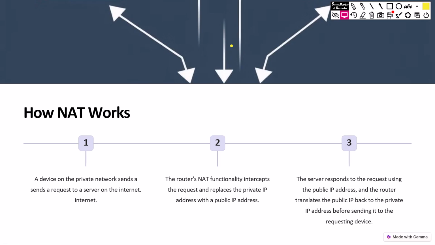Now let's break down how NAT actually works. First, outgoing traffic. When a device in a local network sends a request to the internet, like opening a website, NAT replaces the private address in the packet with the public IP address of your router. It also keeps track of which private IP sent the request. Now, incoming traffic. When the website responds, the router checks its NAT table to see which private IP requested the data. It then translates the public IP back to the private IP and sends the data to the correct device.